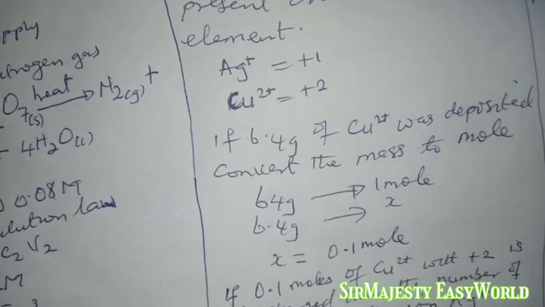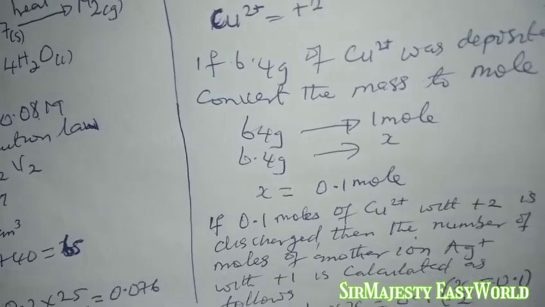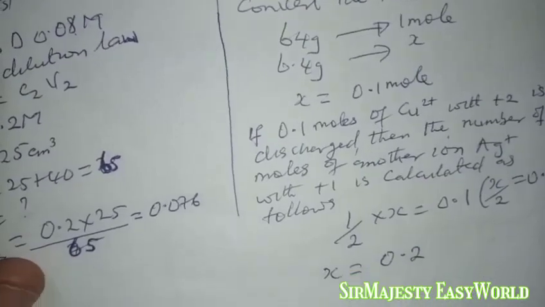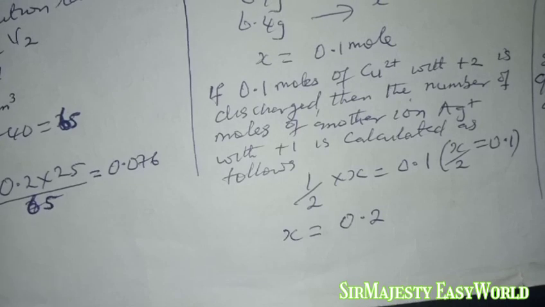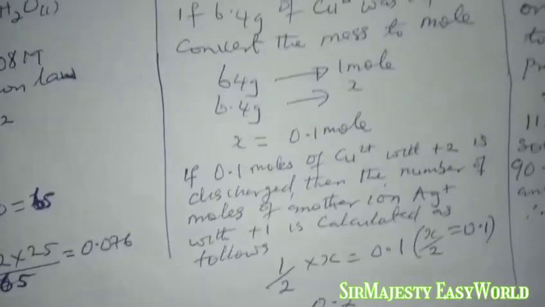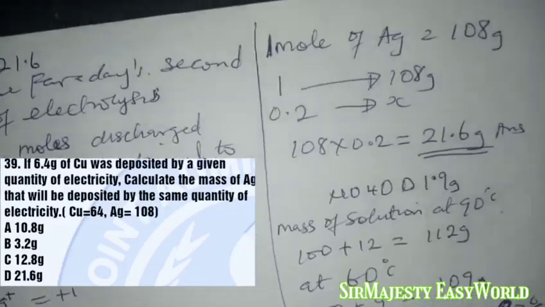Then if 0.1 mole of copper was discharged, the number of moles of silver that will be discharged is 0.2, because remember it is inversely proportional. Silver has plus 1, which means more moles of silver will be discharged. That's why silver will be 0.2 against copper, 0.1. Therefore, following the calculation steps, we have this here.